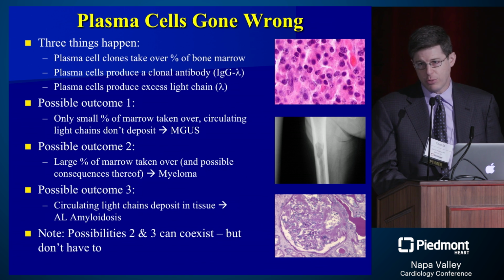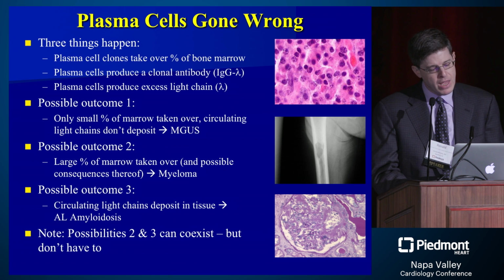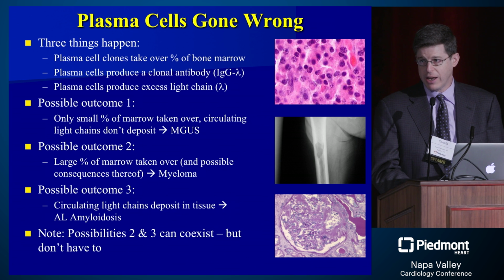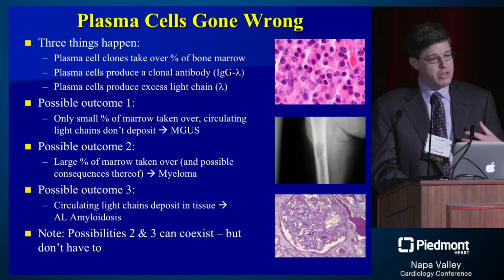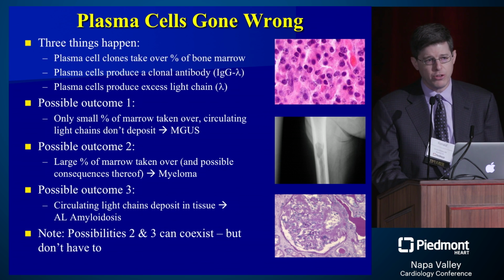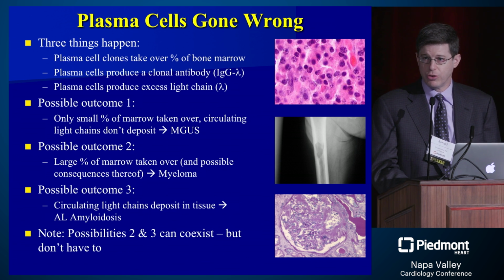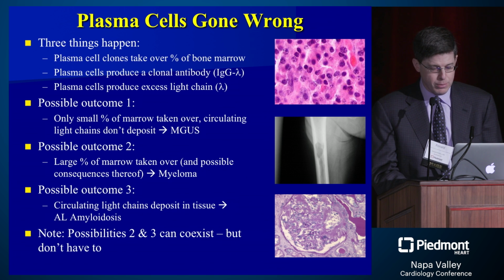Number two is that the plasma cells will produce a clonal antibody, whatever the plasma cell was destined to produce from the beginning, in this case IgG lambda. And third, they will typically produce an excess of whatever light chain goes along with that antibody. So again, in this case, lambda light chain. At that point, there are three possible outcomes. The cells could take over a small percentage of the marrow and not cause any problems. The antibody and light chain that are being made can come out harmlessly in the urine, and this is what's called monoclonal gammopathy of undetermined significance, or MGUS. It's quite common, particularly in older individuals, and nothing needs to be done for it other than monitoring.